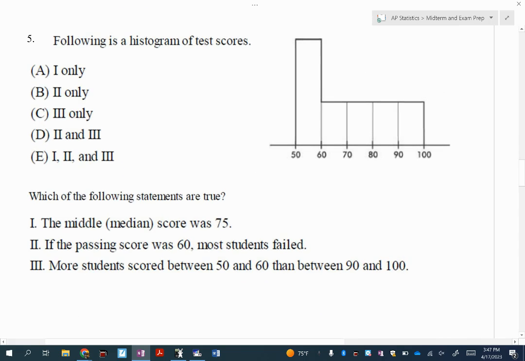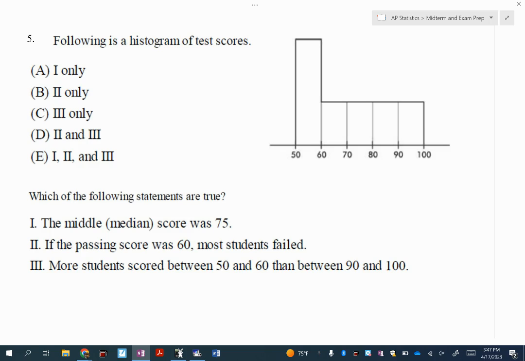All right, here's a histogram of test scores. Which of the following statements are true? The median is 75. What do you guys think? Is the median 75? So the 75 would be here, all right? But again, I don't know, it doesn't give me a scale.